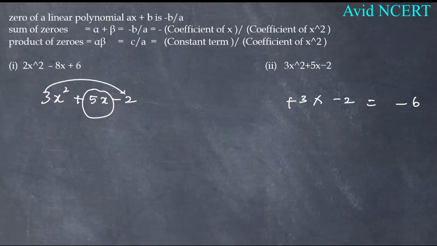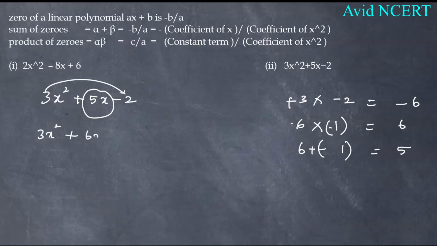So the two numbers: 6 into 1 we get 6, and 6 minus 1 we can get 5. We need minus 6, so we can take 6 into minus 1, which is 6 plus minus 1 equals 5. So now we have to substitute the values 6 and minus 1 instead of 5. So which is 3x square plus 6x minus 1x, substituting this instead of 5, and minus 2 comes down here, equals 0.